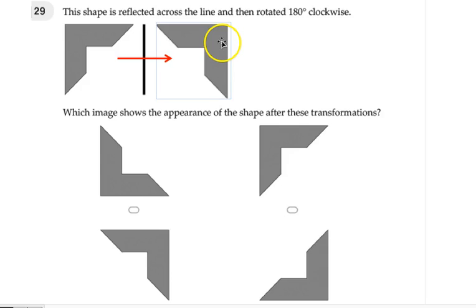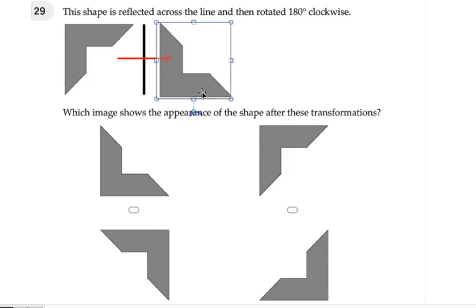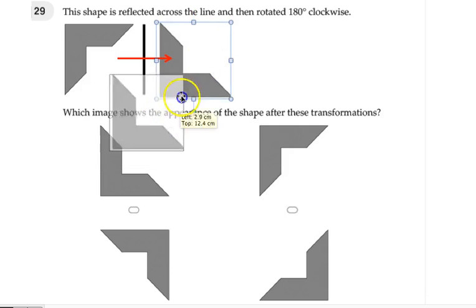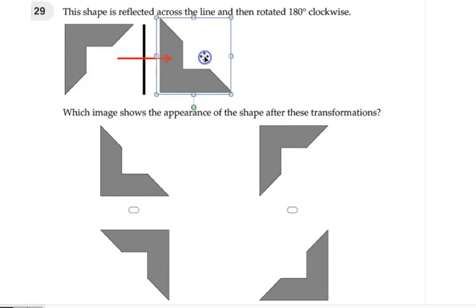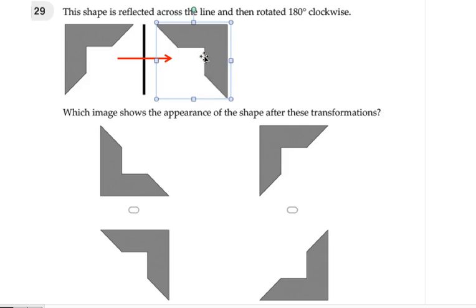It is then rotated 180 degrees. So I'm going to rotate this first 90 degrees, that's a 90-degree rotation, then 180 degrees. So when you rotate 180 degrees, it will end up like that. So let's just do that again.